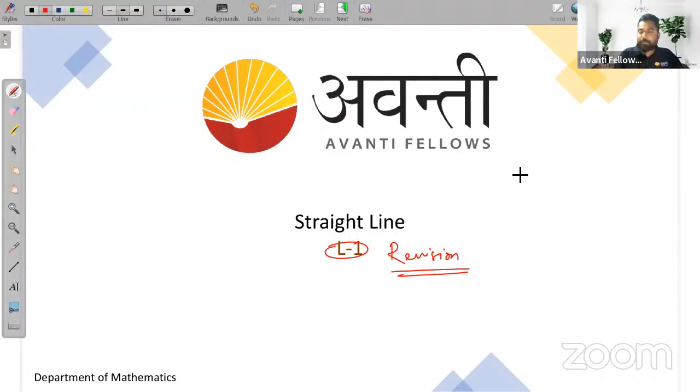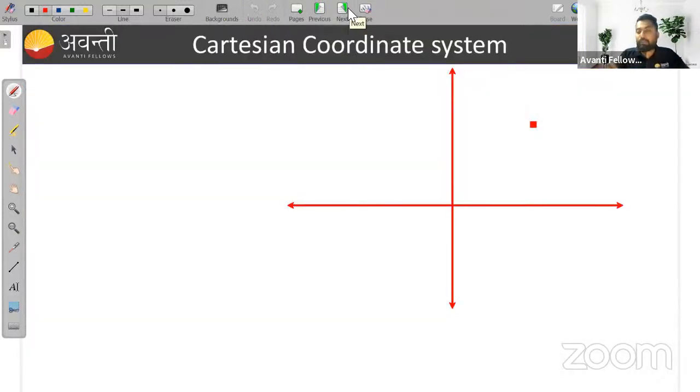Hello guys, good afternoon to all and welcome to the class. Today we are going to revise the topic straight line which we have already completed in the last week, right? So in this class, we'll just revise the topic straight line, what we have studied in the previous 3 classes, right? So let's start. Start from the simple things, Cartesian coordinate system. Already we understood these things very clearly.